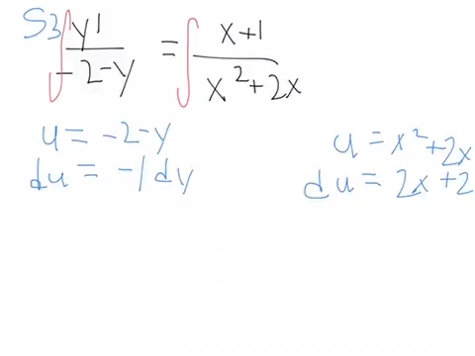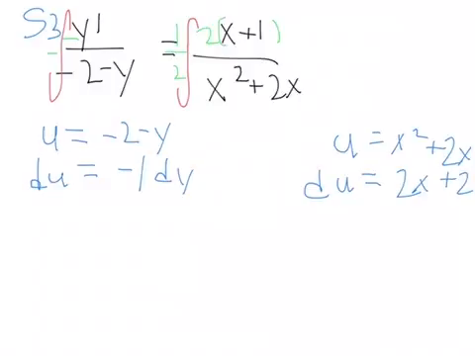So now we need to get du on top for the left. du is negative 1 dy. Up here we just have 1 y prime. So we can take it and we can put a negative 1 here and a negative on the outside to cancel each other out. And then on the right side, we have x plus 1, which is equal to 1/2 times 2 times x plus 1. And since we put a 2 there, we have to put a 1/2 on the outside to cancel it out.